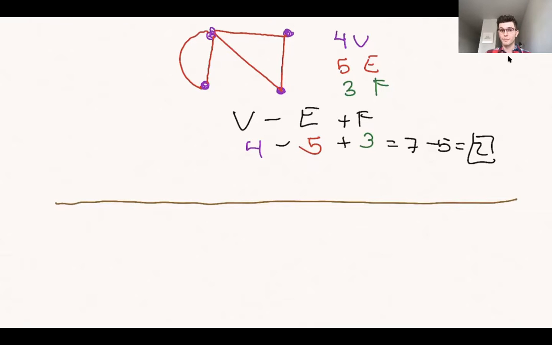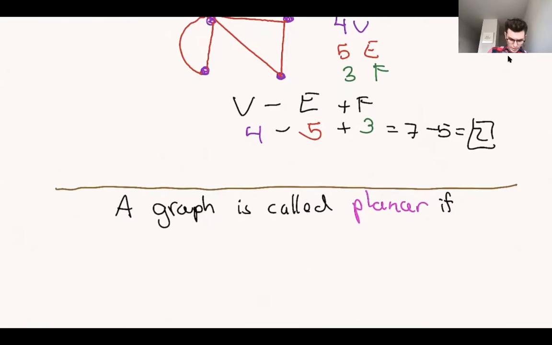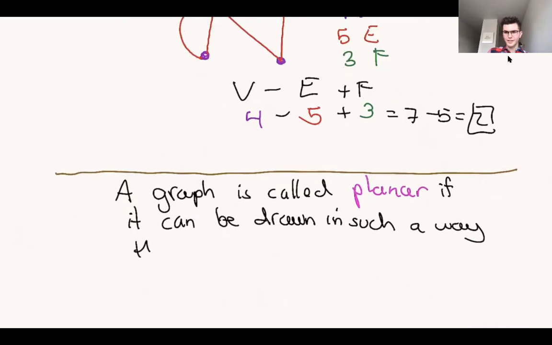Now a graph is called planar if it can be drawn in such a way that the edges only meet at the vertices.